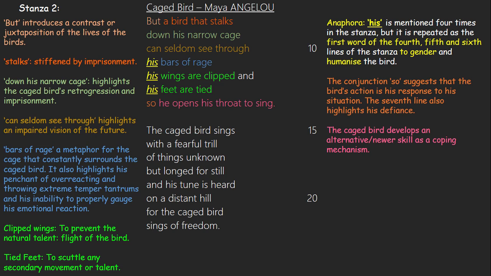She concludes the stanza by saying, "So he opens his throat to sing." The use of the conjunction "so" suggests that singing is his response to the situation. The 7th line also highlights his defiance. So he's defiant. He decides to act in defiance.